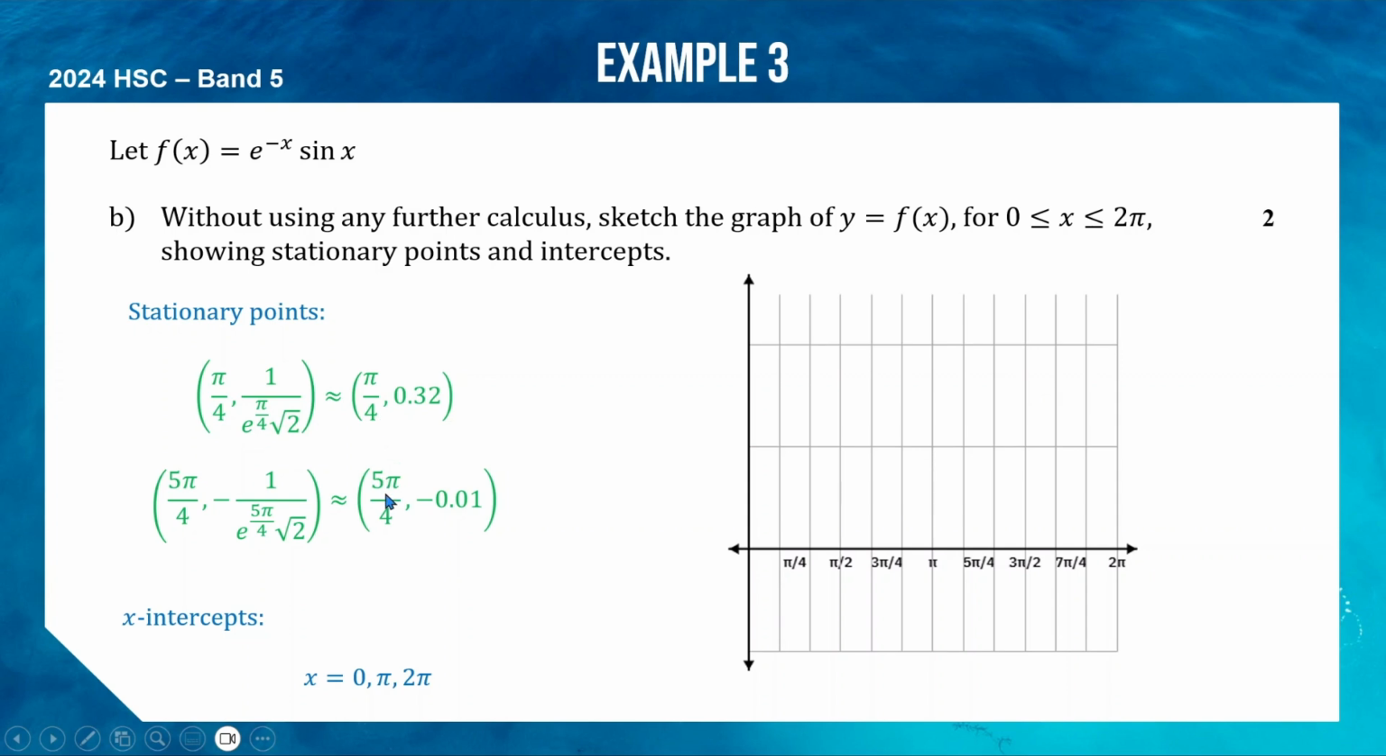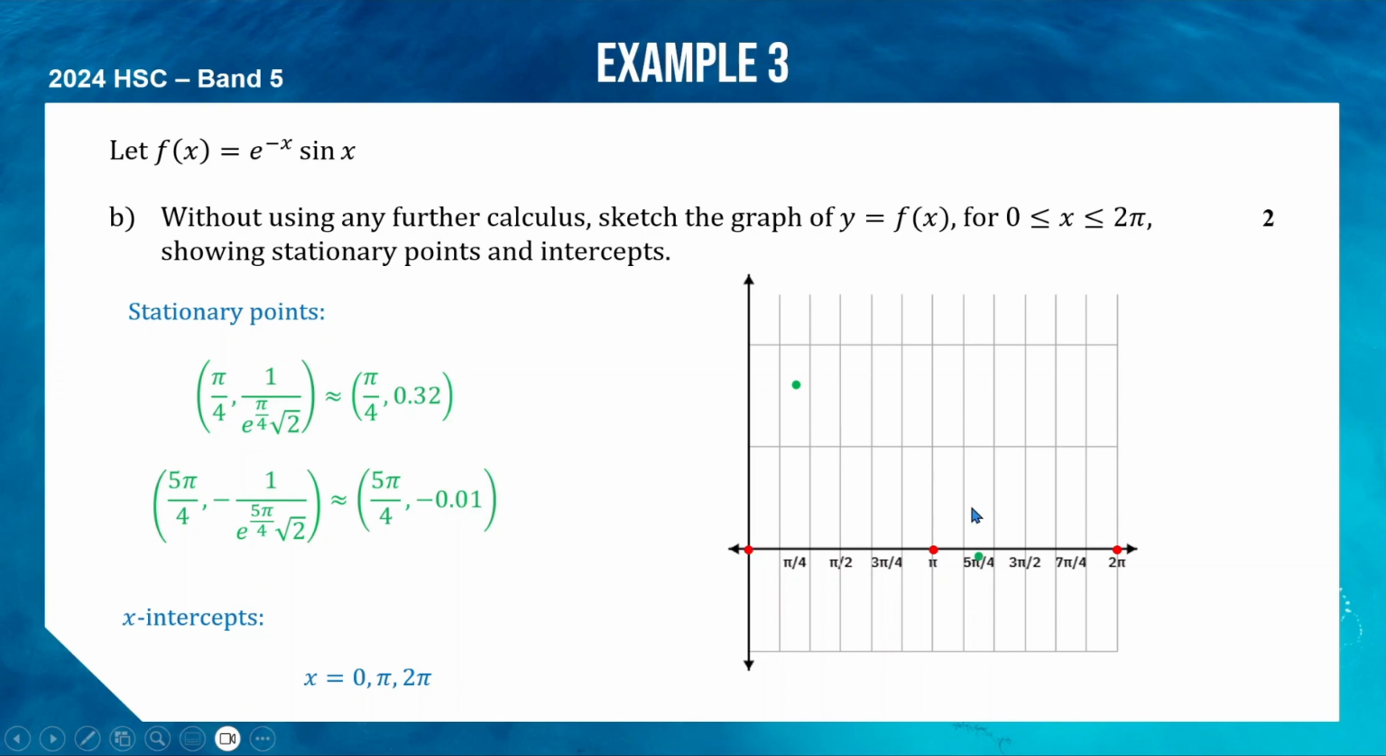We have our 2 stationary points. Let's put them onto a graph and then try and draw a graph that is kind of readable. Starting off with our 3 x-intercepts, 0, pi, and 2 pi. Once again, we are just sketching from 0 to 2 pi, so that's all good. Now, our first stationary point is at pi on 4, and like I said, 0.32 doesn't have to be really precise with your scale, but we need to show that this one is up, and we need to show that our second stationary point is at 5 pi on 4, which is just here, and it's negative 0.01. So it is just below the x-axis. It is slightly negative. Again, scale doesn't need to be perfect.